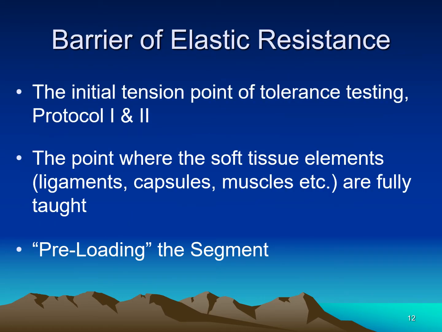Okay, the barrier of elastic resistance refers to a concept of tissue tension, and learning to feel tissue tension is essential to mastery of this technique. Barrier of elastic resistance is basically the initial tension point that you're going to be looking for in any of the procedures, tolerance testing, protocol 1, protocol 2, and so forth. It's basically the point where the soft tissue elements at any individual functional spinal unit are fully taut. So all the tension is out of the ligaments, the capsules, the muscles, etc. It's basically what we refer to as preloading the segment prior to treatment.